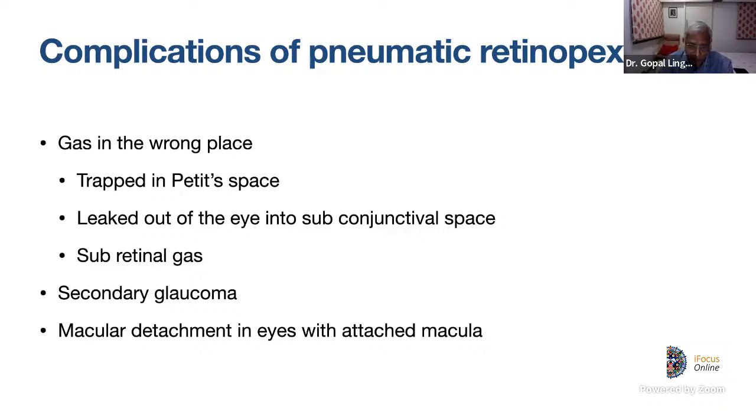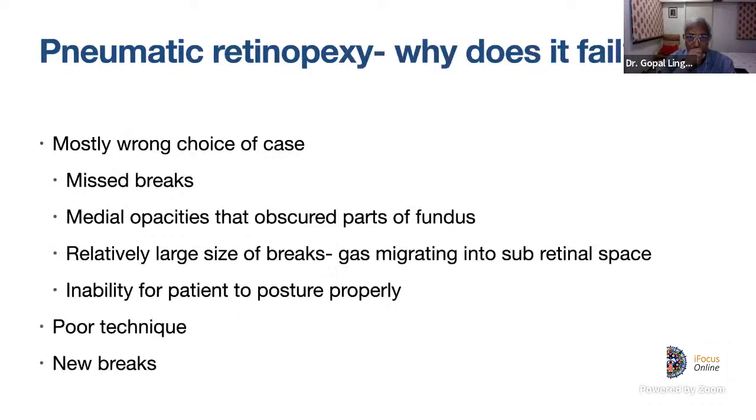Secondary glaucoma is a risk, and hence you do not inject this in patients with known glaucoma with a compromised optic disc. You don't want to make it worse by your injection process. And macular detachment in eyes with an attached macula is also a risk complication following pneumatic retinopexy.